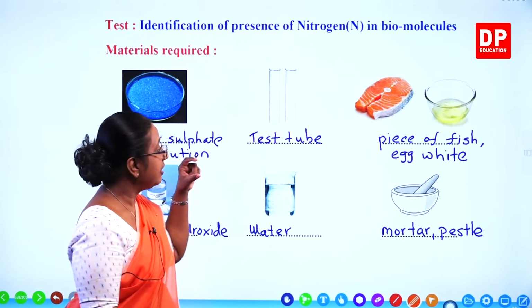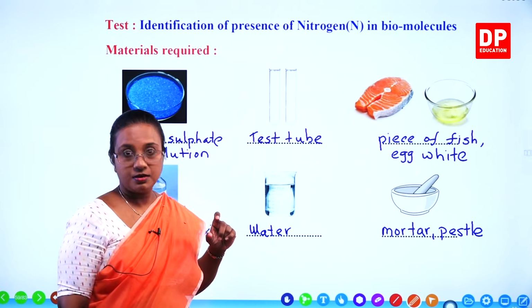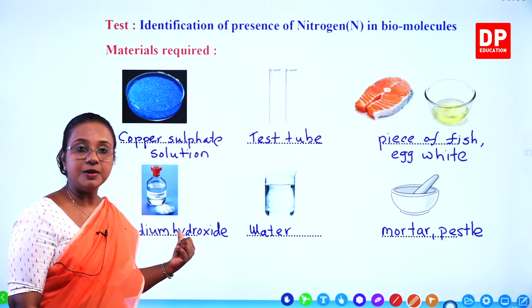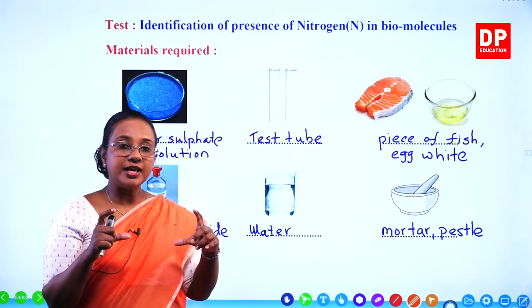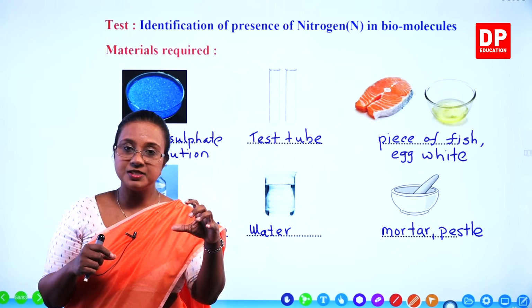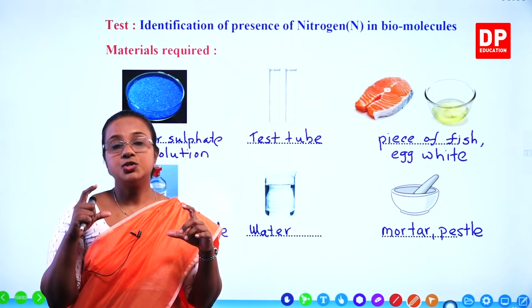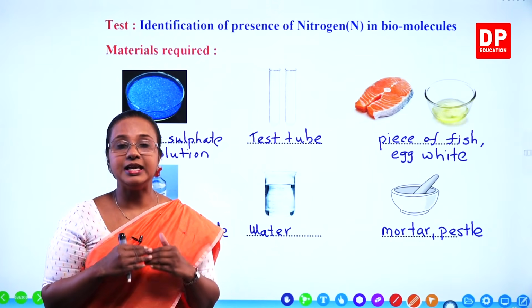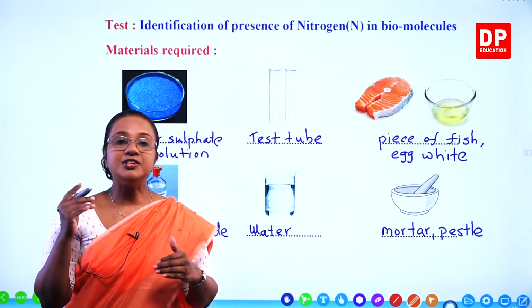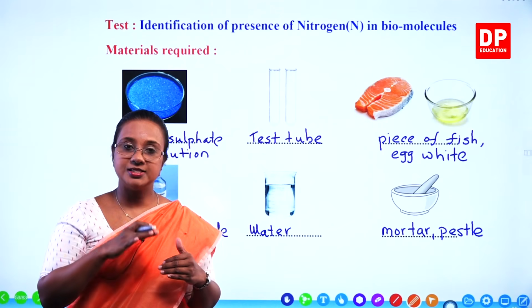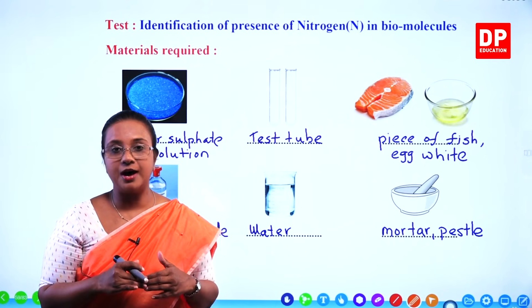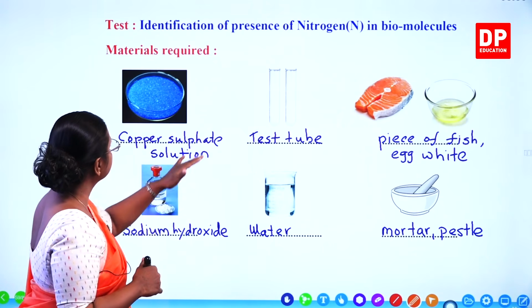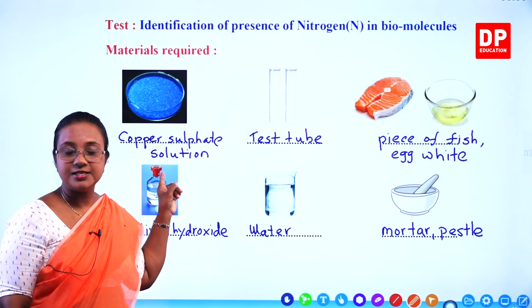We will have to measure that volume, and equally we will have to take sodium hydroxide. So into 2 test tubes, one will have the food substance and the other one will have the sodium hydroxide solution. The 2 volumes have to be equal. Then we transfer the sodium hydroxide solution into the food sample. And afterwards, we can add a little amount of copper sulfate solution.